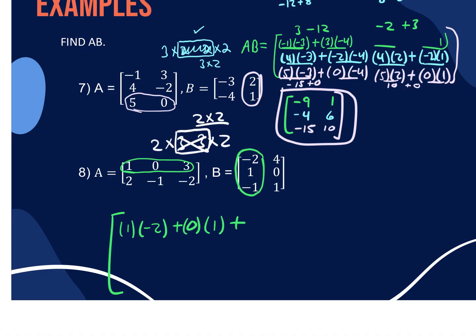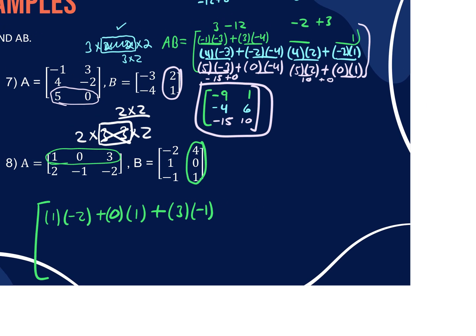Plus, this time we have three of them, right? So it's a 3 times -1. So plus 3 times -1. All right, so that is our first entry. Let me erase this just so that I can do the next entry. All right, next entry, I'm going to do first row and second column.